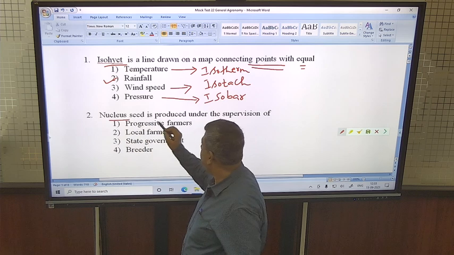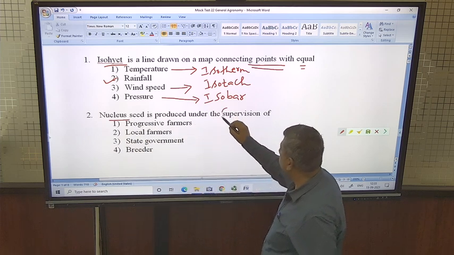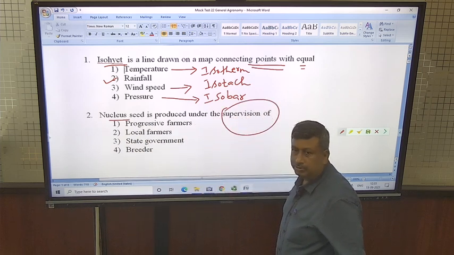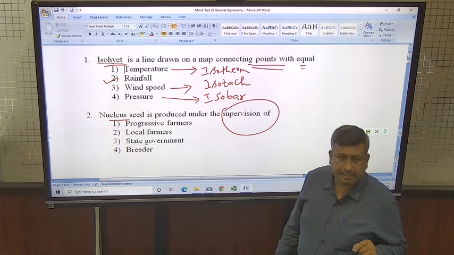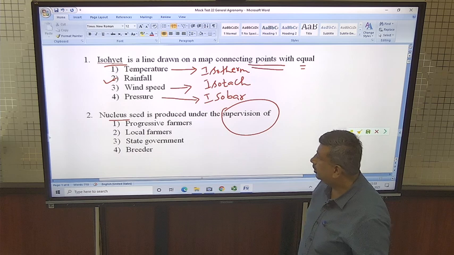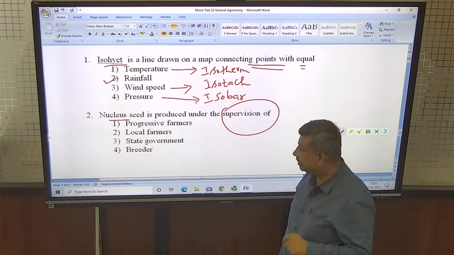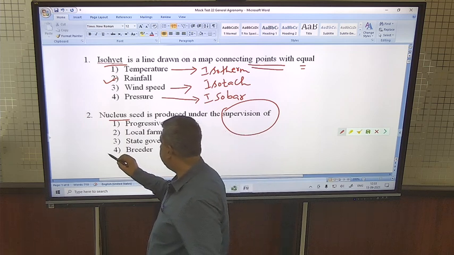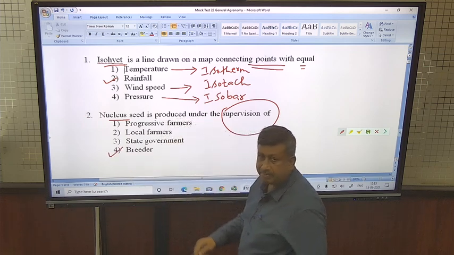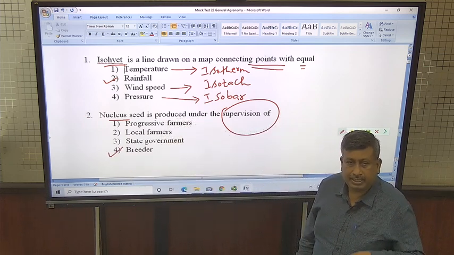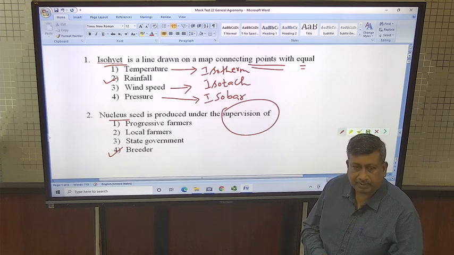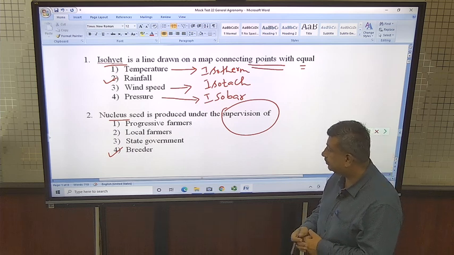Then, nucleus seed is produced under the supervision of whom? There is a series of seed production: nucleus seed, then breeder seed, foundation seed, certified seed. Nucleus seed is the first prime seed and it is developed by the scientist, the breeder. The breeder first develops the nucleus seed, then it is multiplied into breeder seed, then there are several steps for the development of registered and certified seeds.